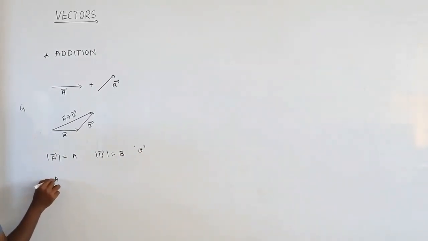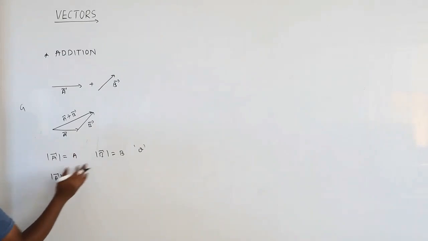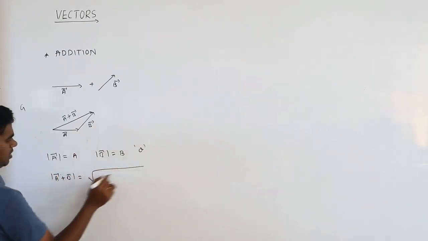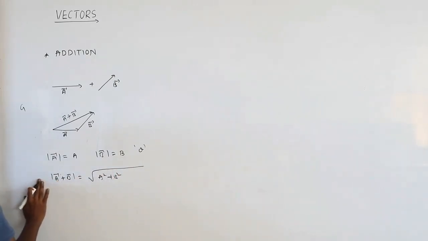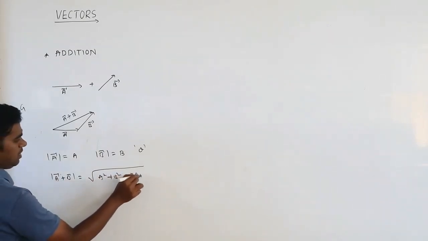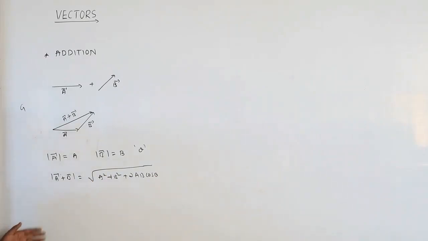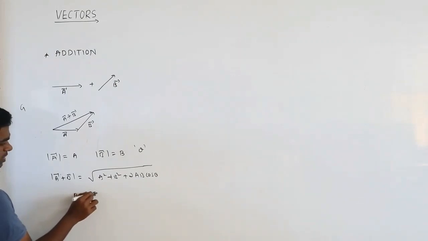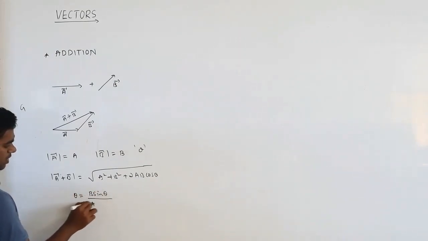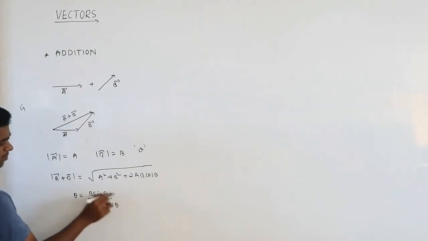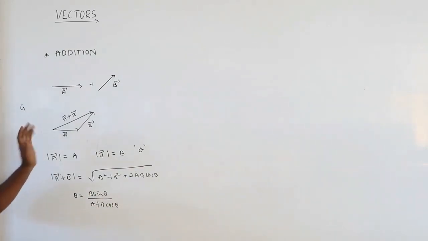So what you have done to find the magnitude of their addition, vector A plus vector B? You have done A square plus B square, this is nothing but the resultant, don't get confused, plus 2AB cos theta. Okay. If you want to know the direction, then tan theta equals B sin theta divided by A plus B cos theta. Okay. These two methods you have called the analytical method.